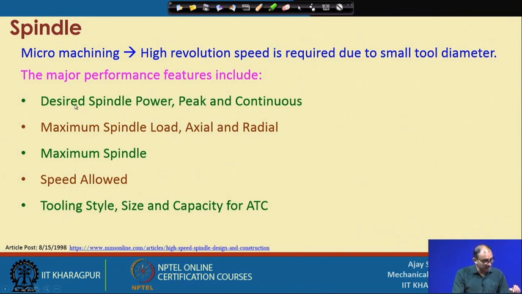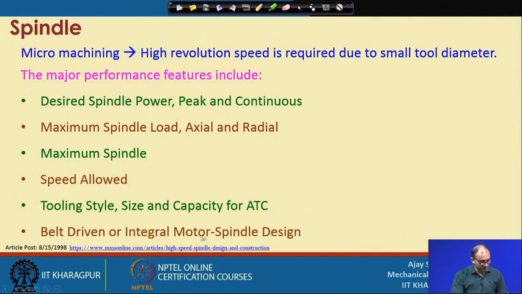Then the tooling type, that is which type of tooling can be fitted with this particular spindle, because the bigger the spindle size, the bigger the cutting tool you can put, but our requirements are different here. Then it will also decide the capacity of the automatic tool changer and the size of those tools. So, these are the different performance features which we have to consider before we finalize the spindle for a particular machine. Belt driven or integrated motor spindle.